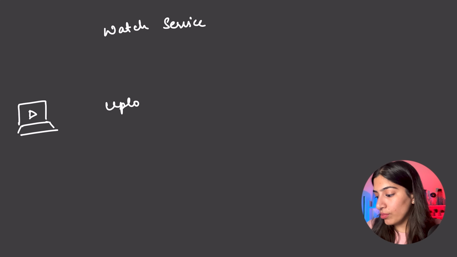Coming to the HLD, we drew one client, right? We made one client which was written in Next.js. After that, we created 3 services. One was the watch service. The first one that we had created was the upload service. And we also added our transcoder service.